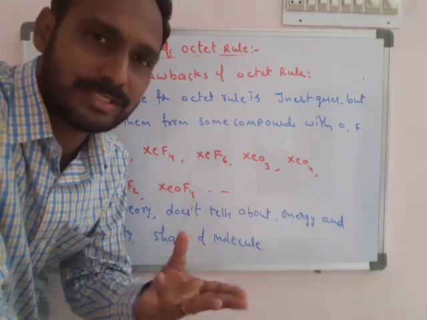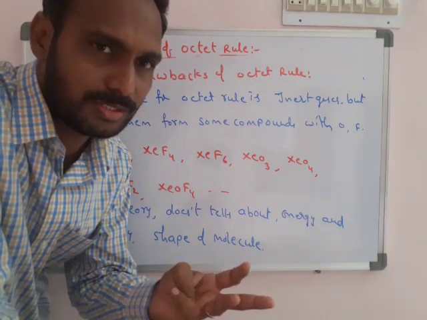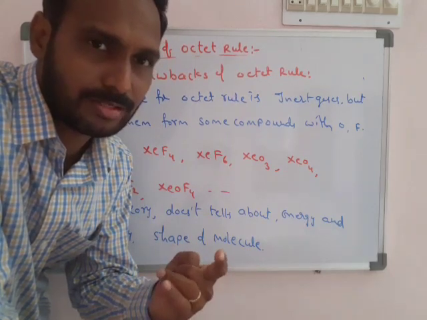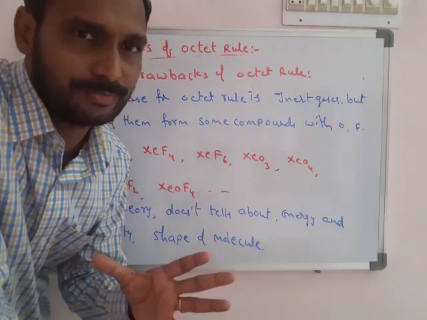And already we discussed the three categories: molecules having odd electrons, next less than 8 electrons, and more than 8 electrons. So there are a lot of deviations from the octet rule present. Okay.